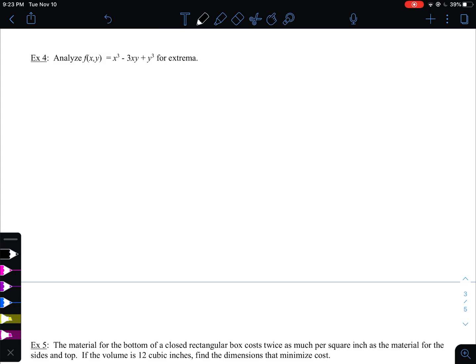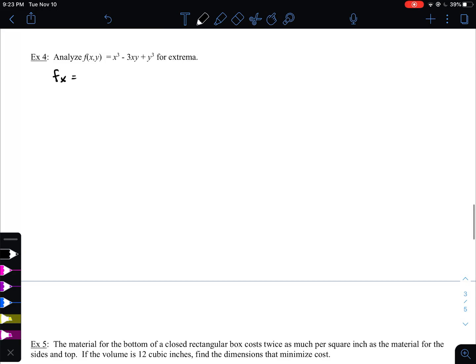First thing we have to do is find the critical points. Okay, same as BC Calculus. I set each of the partial derivatives. For x, that would be 3x squared minus 3y. Set that one equal to 0. And the partial derivative with respect to y, set that equal to 0.